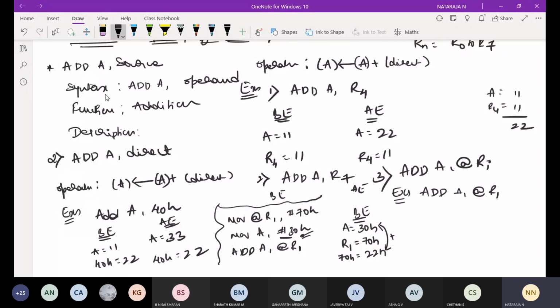Why? Because this is an address location of a register. After execution, your accumulator will be 52h, R1 will be 70h, and 70h will have the same data 22h. This is the example. Make a note.